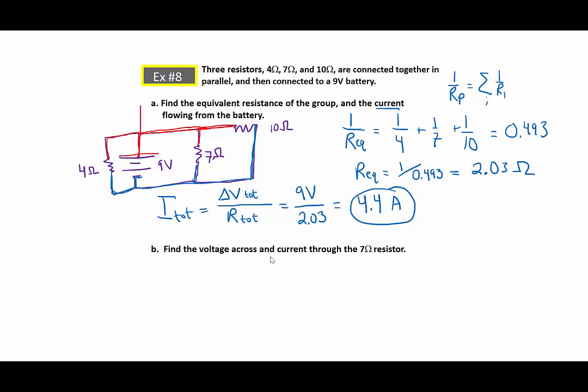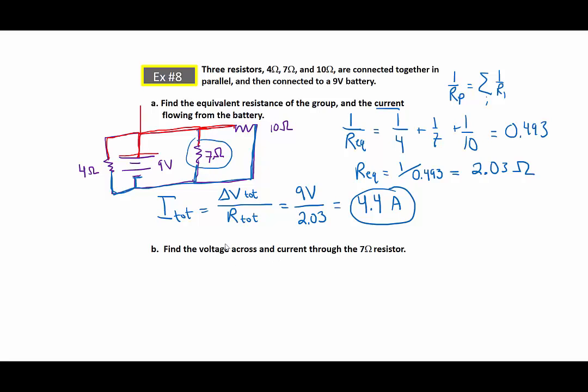So now I know the current through the entire circuit. The next question says, find the voltage across and current through just the 7 ohm resistor. So now I'm going to look at just this resistor, and remember, we said that in parallel, the current through each branch is independent. That means that that 7 ohm resistor is getting its own little slice of that 4.4 amps. It's not getting all of it because some of that 4.4 amps is going through the other paths.